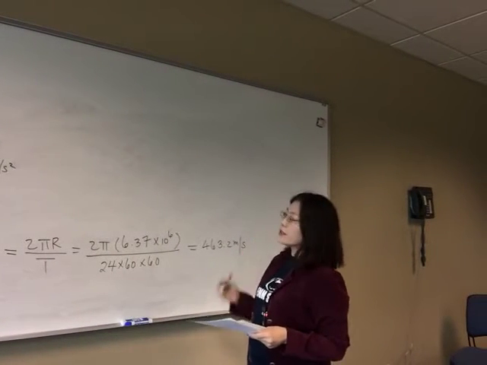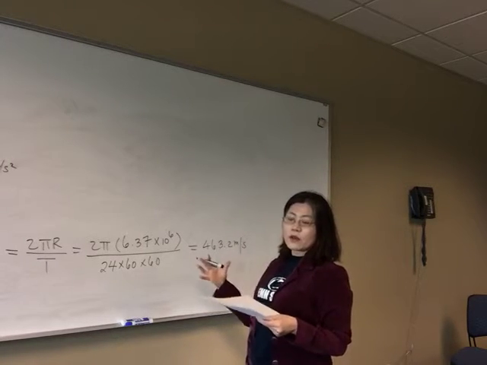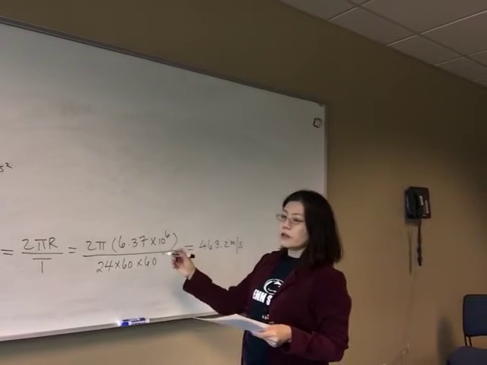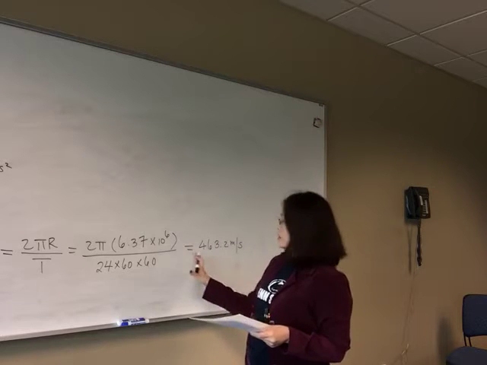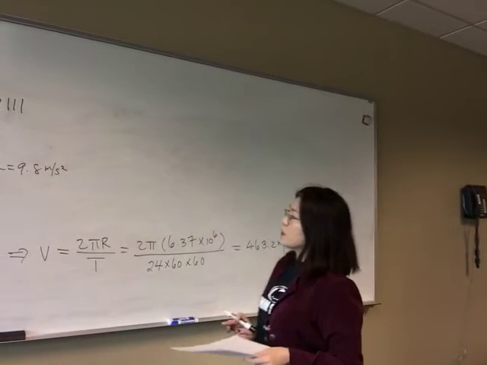So this is the velocity of an object on Earth, and you don't really feel that because you are part of this reference frame. But you are moving at this speed. The object at the equator of the Earth is moving at this speed. Okay, so it is 463.2 meters per second.